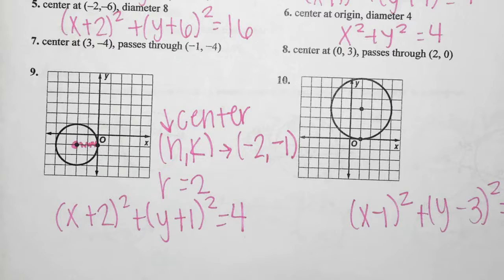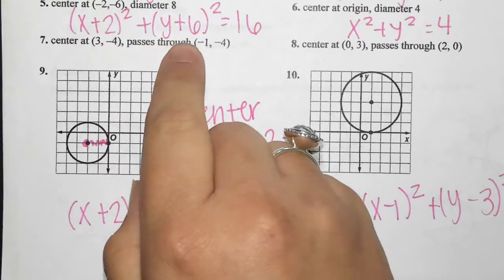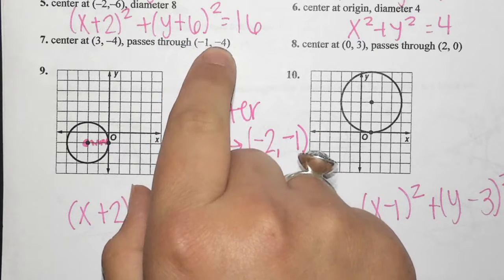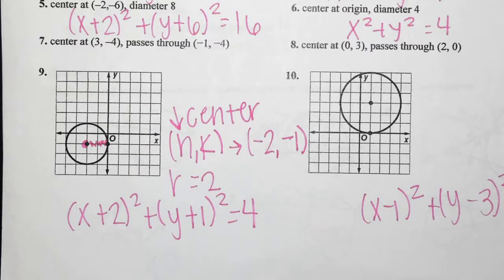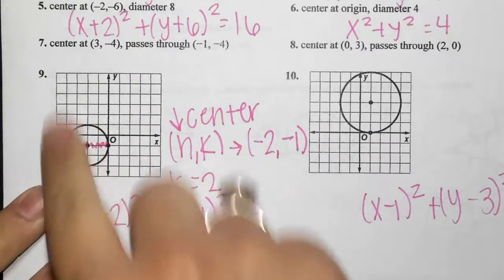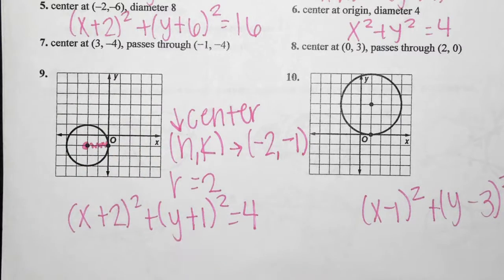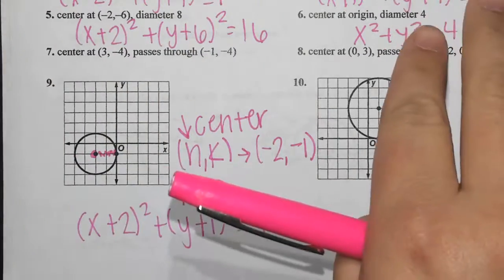Good. I have a way around it. So, this is a center, 3, -4. It passes through -1, -4. Well, can't we just plot those points? We have the center. If we know the center and we know another point, can't we find the radius? So let's do that. I want you to use this graph, which is why we skipped it, to answer 9 first. So now, 9 is not intended to be used for 7. So it might look weird, but try it.